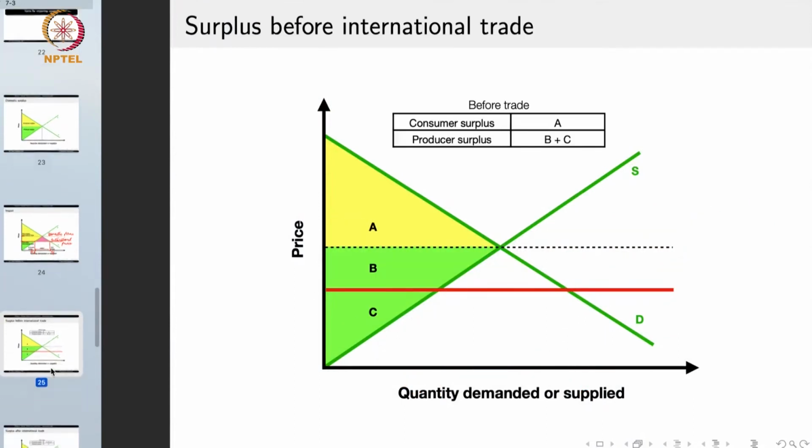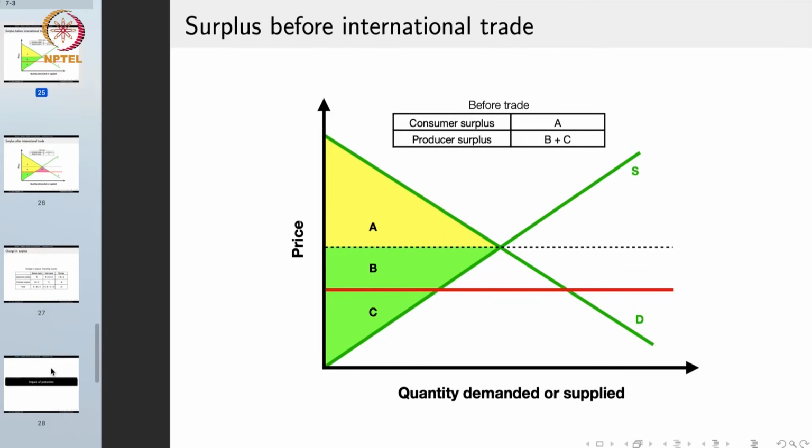Now let us have a look at the change in the surplus. Before the international trade, we had the consumer surplus and the producer surplus. Now, because we have this red international price line, we divide the producer surplus into B and C, and this is the consumer surplus. So the consumer surplus before trade was A, and the producer surplus was B plus C.